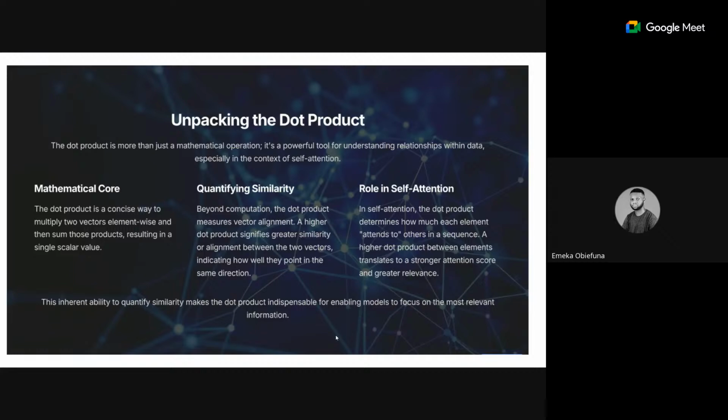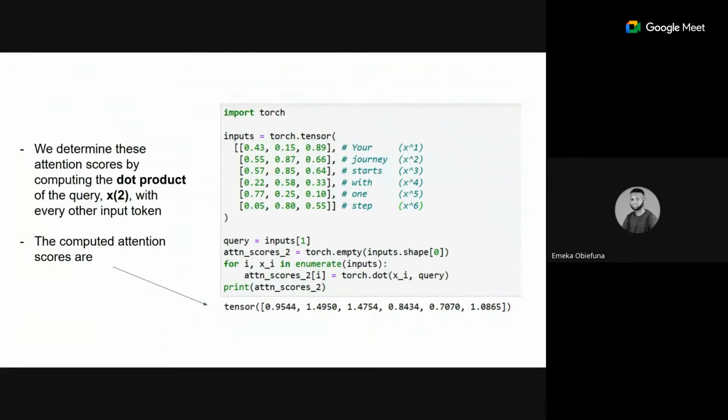So in other words, the higher the value of your dot product, the more important that word is to your query token. In our case, since we've decided to make the second input token our query token, once you've performed your dot product and you look at what you have here, you are going to notice that you have 0.9, 1.4, and so on. These values are simply telling you how important each and every token in your input sequence is to the word Johnny.